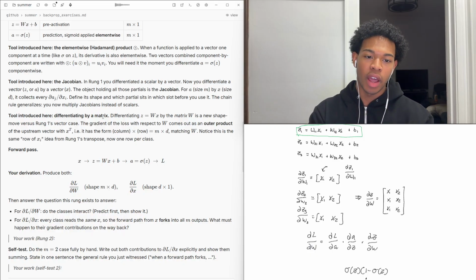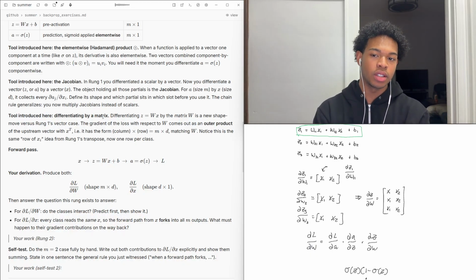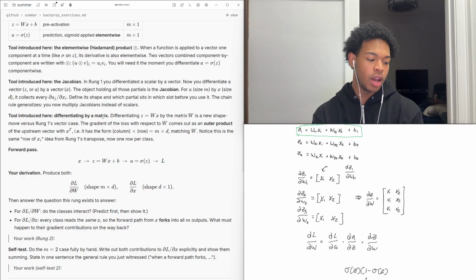Did you say the partial of L with respect to A is a size of 3, and then the partial of A with respect to Z is a size of 3, and then you combine those with the Hadamard product, and then what?